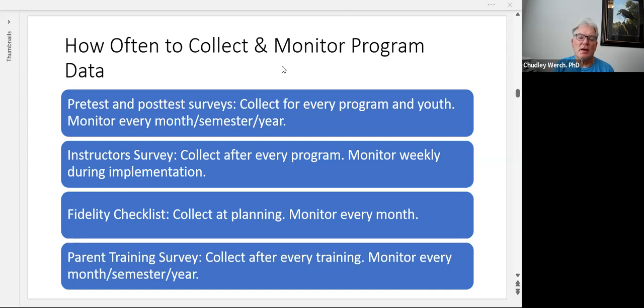Maybe we'll change our mind. Maybe we'll change that to quarterly, and we could see if we can help you get those quarterly data, or maybe even help you get data every time you implement your program.